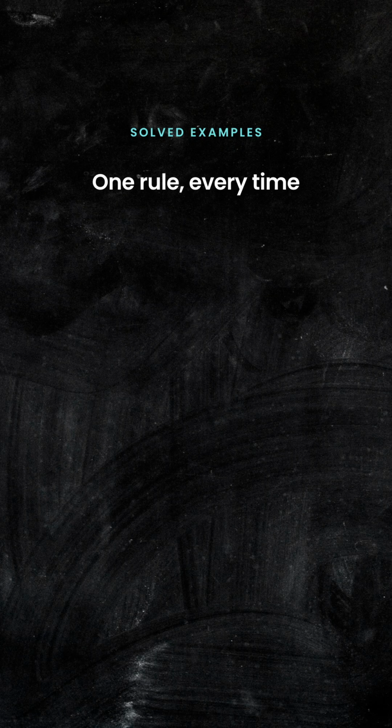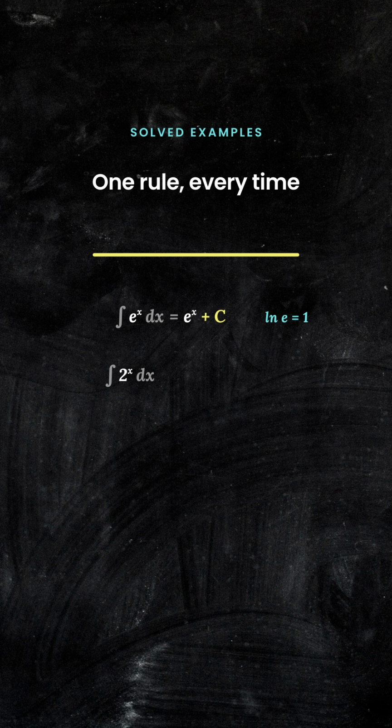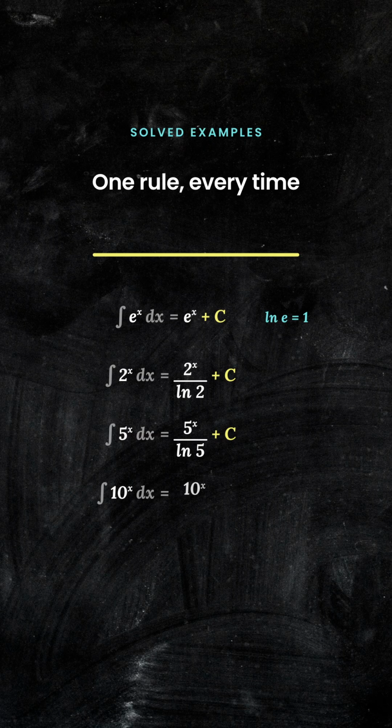Okay, now we want to see solved examples for the exponential function rule. e to the power of x, we saw it. We apply the rule: e to the power of x plus c, since ln e equals 1. 2 to the power of x, how do we solve it? We take the function as it is and say ln of the base 2, plus the constant c. 5 to the power of x, same thing, function as it is, ln of the base 5 plus c. 10 to the power of x, same method. Even 1/2 to the power of x, we take it as it is, ln of 1/2 plus the constant c.